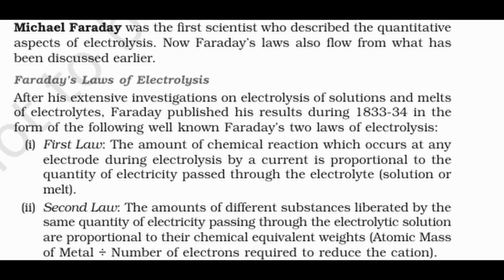Michael Faraday studied the relationship between electricity and chemical change and proposed 2 important laws. According to Faraday's first law, the amount of substance deposited or liberated at an electrode is directly proportional to the quantity of electricity passed through the electrolyte. Faraday's second law states that when the same quantity of electricity is passed through different electrolytes, the amounts of substances liberated are proportional to their equivalent weights. The quantity of electricity passed through a circuit is given by the product of current and time.